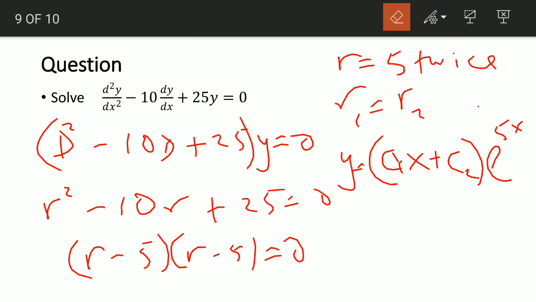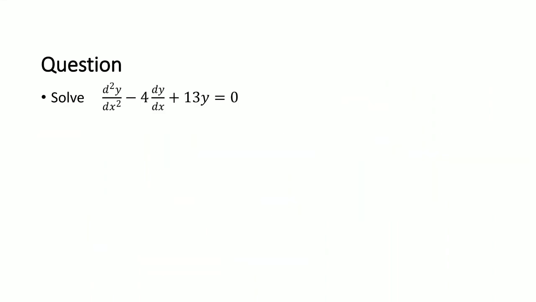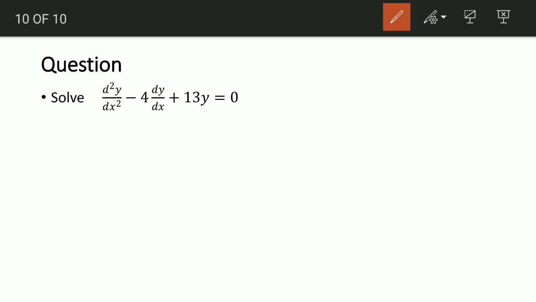Let me make this clear. So that is supposed to be C1, okay? So C1x plus C2 exponential 5x. That is the solution for when you have roots that are equal. Okay, so that leads us to something like this.